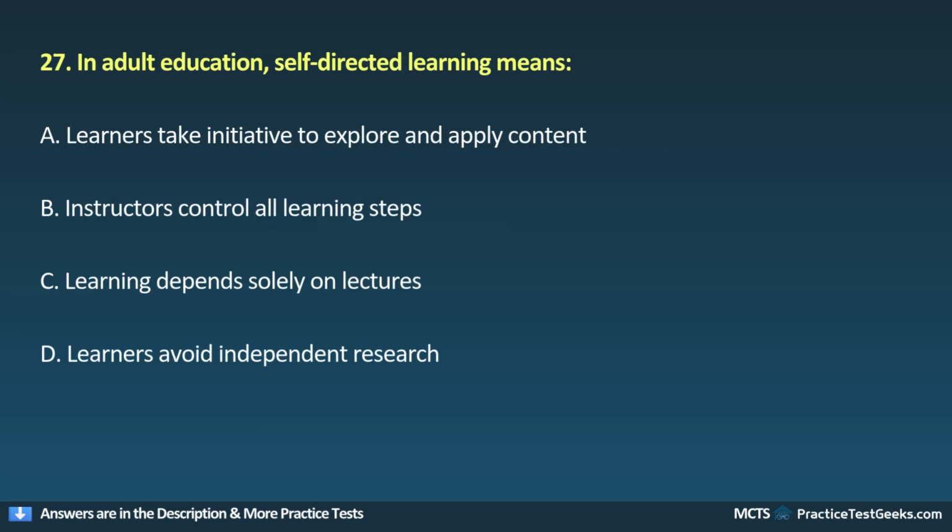27. In adult education, self-directed learning means A. Learners take initiative to explore and apply content. B. Instructors control all learning steps. C. Learning depends solely on lectures. D. Learners avoid independent research.